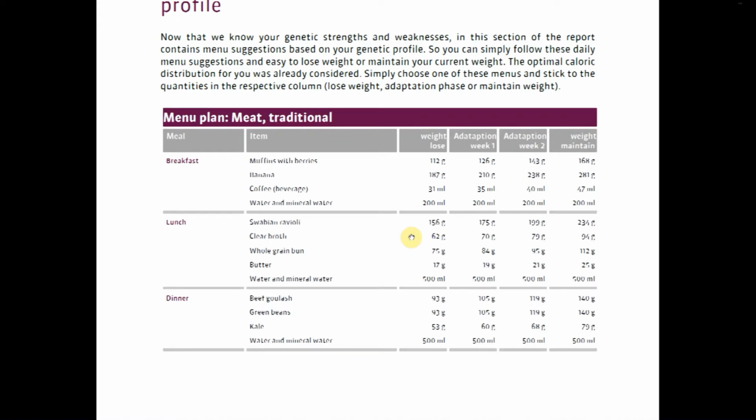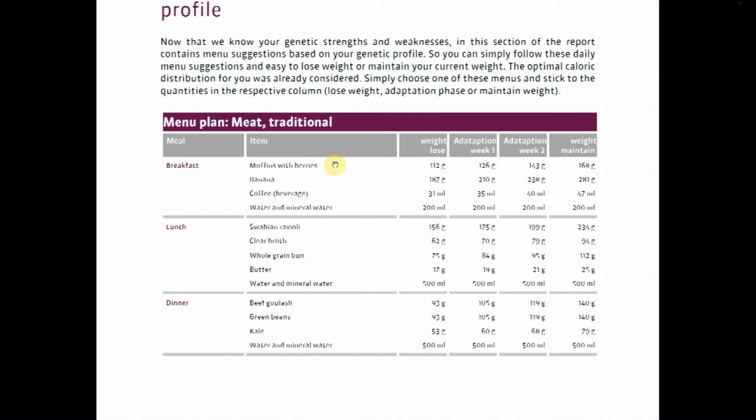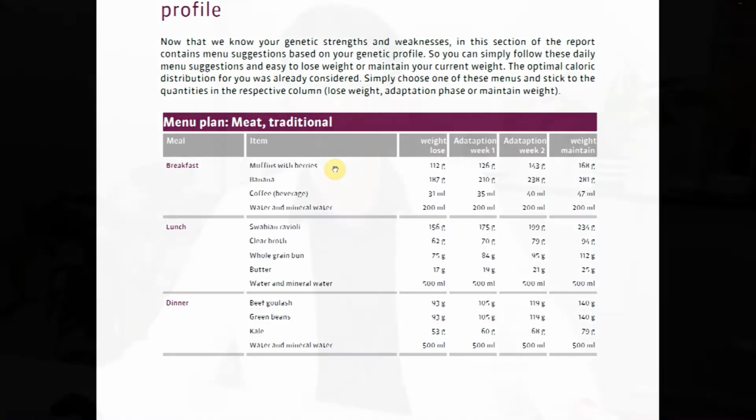Here you see you can either use it for losing weight, to maintain weight, or the adaptation week. So once you've lost weight, you can eat a little more for 2 weeks, and then go to the weight maintenance phase. Now, here you have a number of them. So you would eat muffins with berries, a banana, drink a coffee and water as breakfast. And it would be a smaller amount for you while losing weight and a larger amount when maintaining weight.